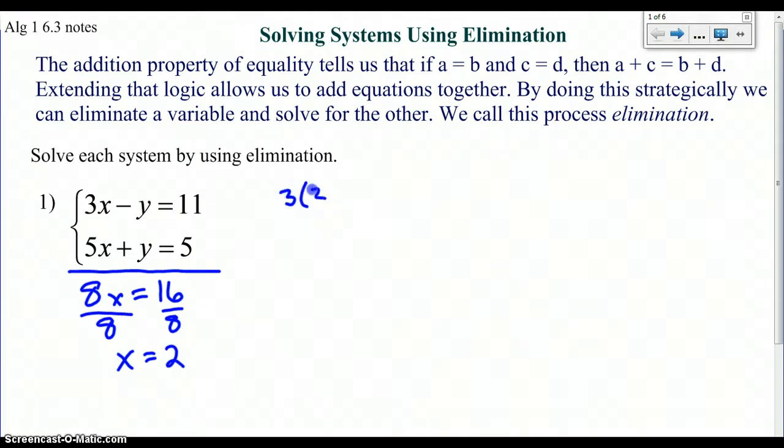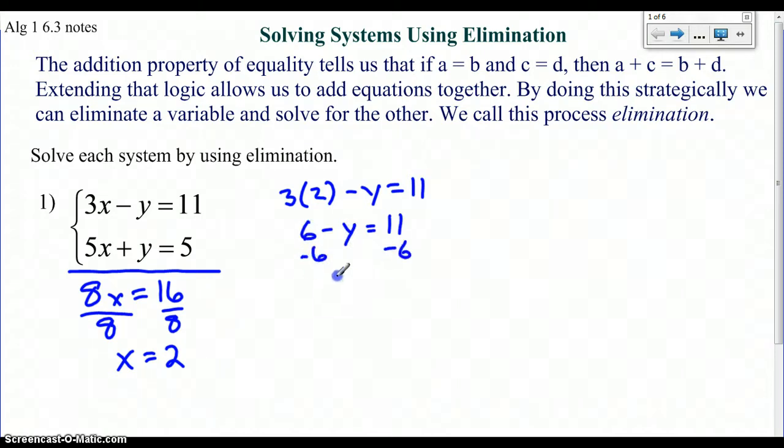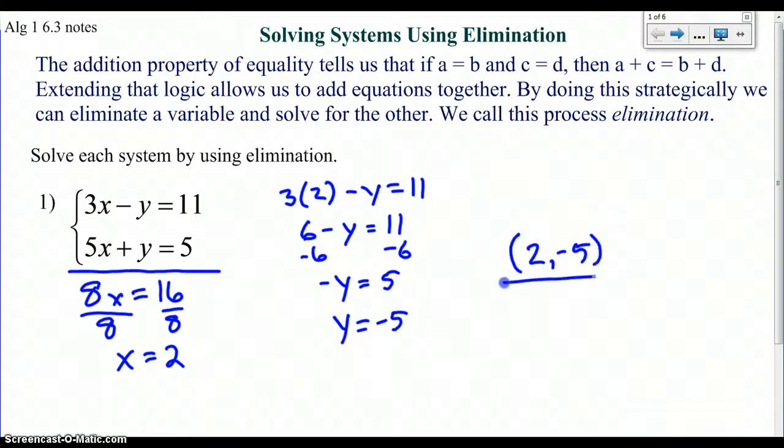Next, you can plug in that value. You can choose whichever equation you would like. I'm going with the first. There's nothing about the first equation that's better than the second. It's just the one I'm using. And I get y equal to negative 5. So my solution then, as an ordered pair, would be the point 2, negative 5.